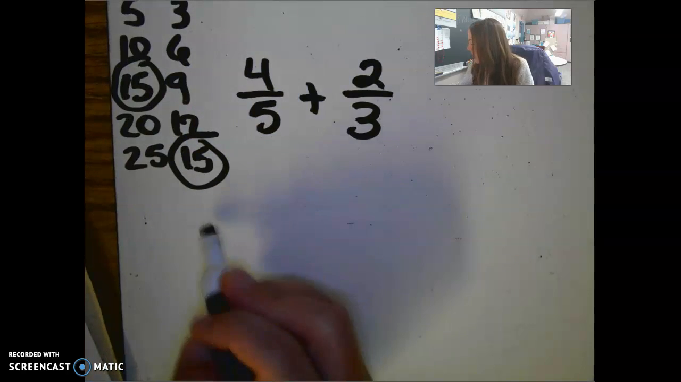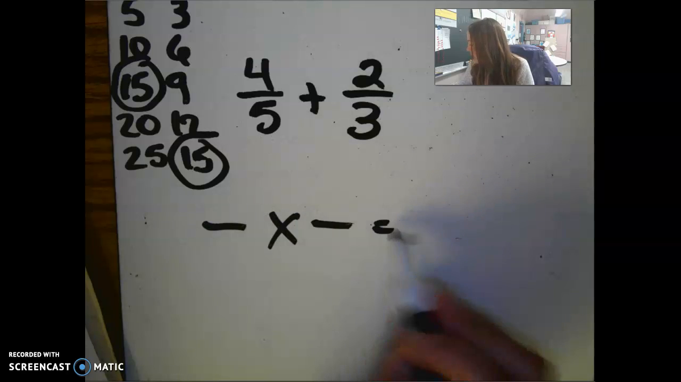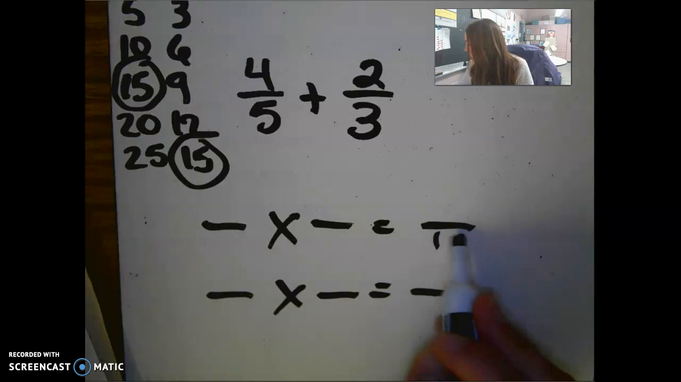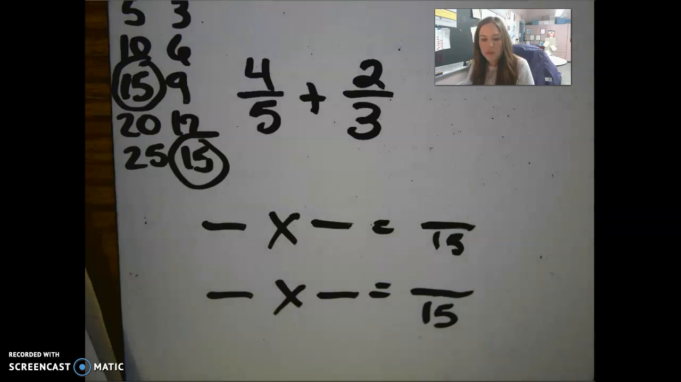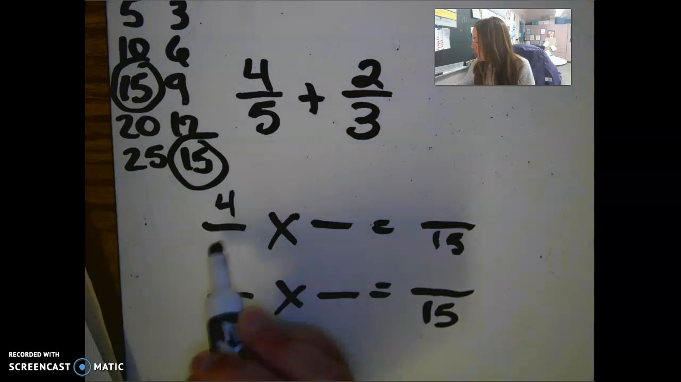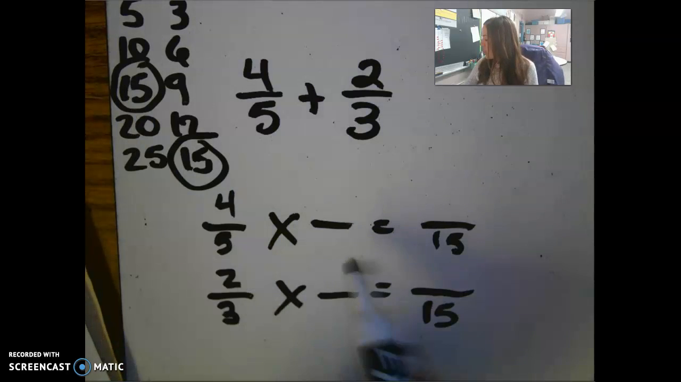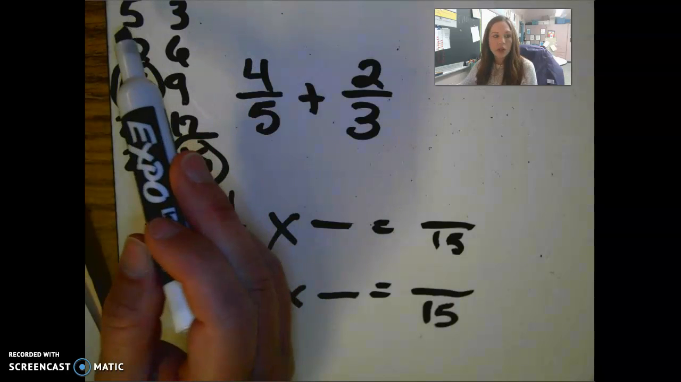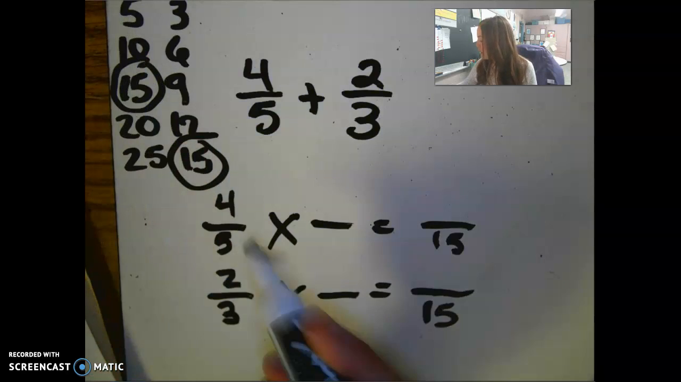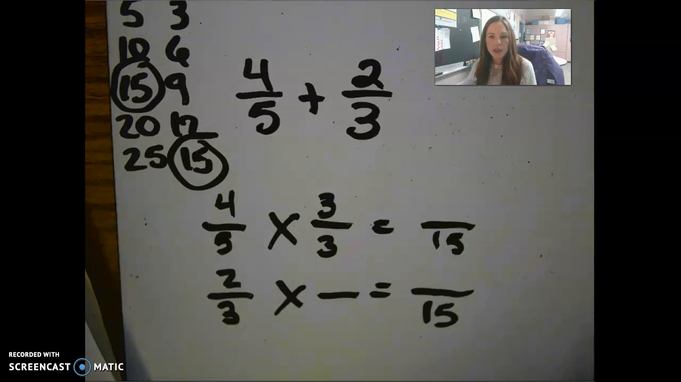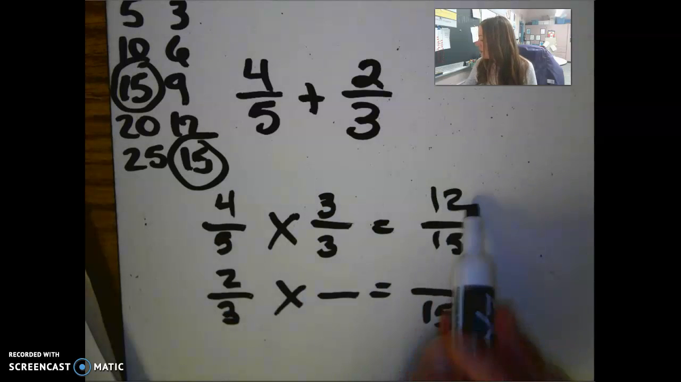So now let's do our dash times dash equals dash. And 15 is going to be my common denominator. I put my original fractions on the first dash and then fill in the middle. 5 times what is 15? Well, let's go back up to our top and count. 1, 2, 3. 5 times 3 is 15. Also going to multiply the 4 times 3 because it's always the same. 4 times 3 is 12.